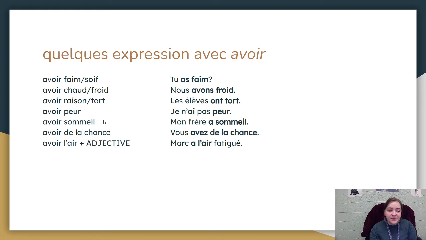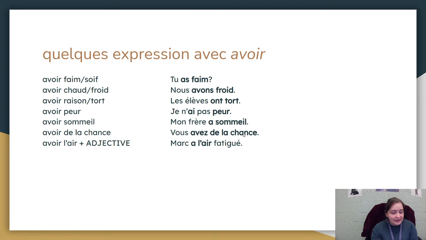Avoir sommeil. Avoir sommeil means to be sleepy. You can see, mon frère a sommeil. My brother is sleepy. And avoir de la chance. Avoir de la chance means to be lucky. To be lucky. Vous avez de la chance.